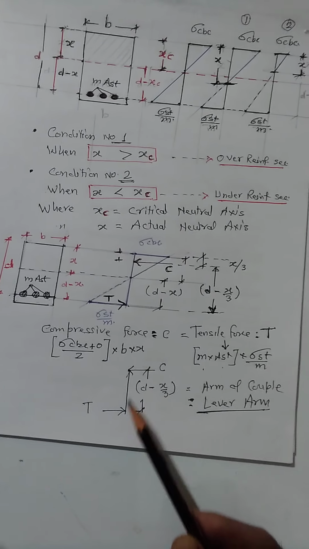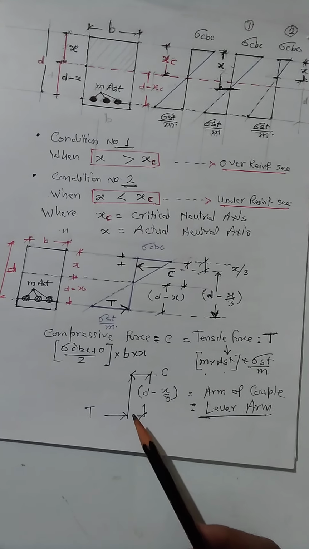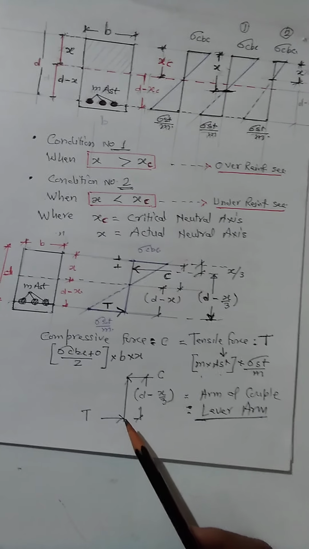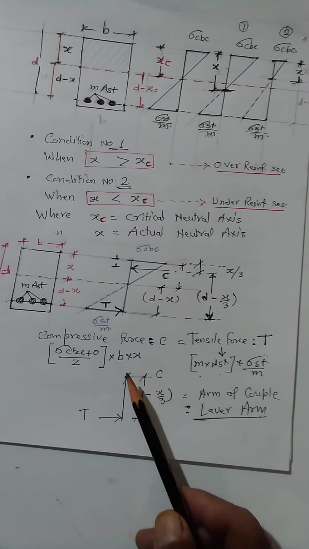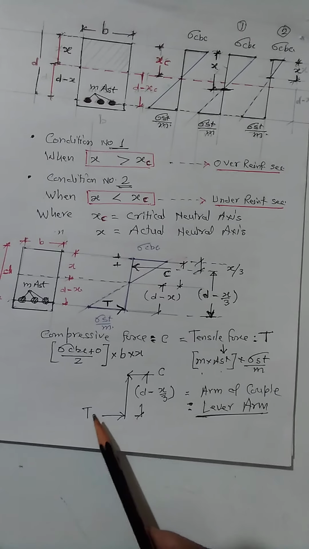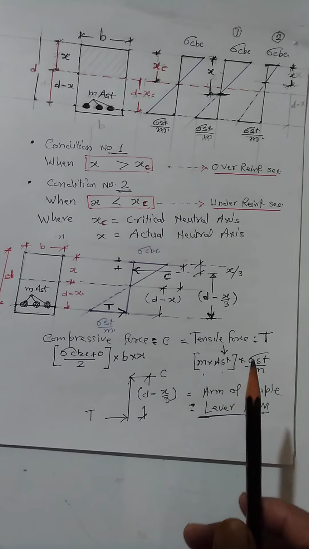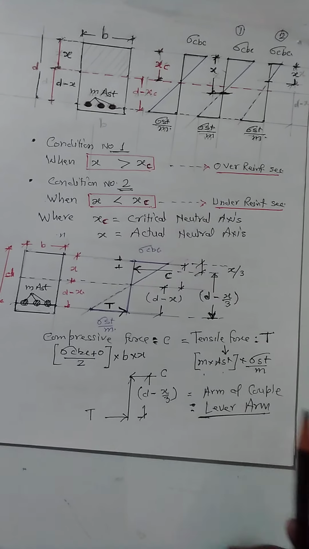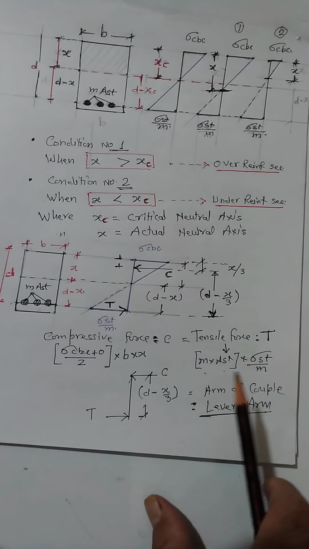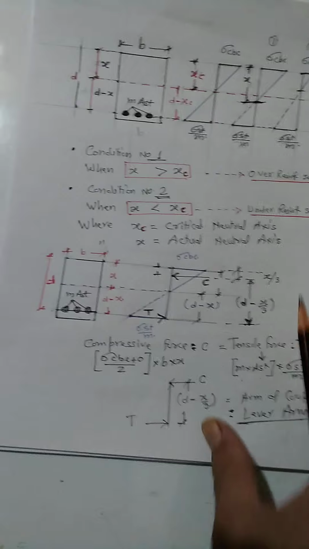And the distance between the forces is called the arm of a couple. And the moment of a couple is nothing but either this force into this distance or this force into this distance. So we are interested to find out the arm of a couple and then the moment of a couple. We will go for our next part over here.